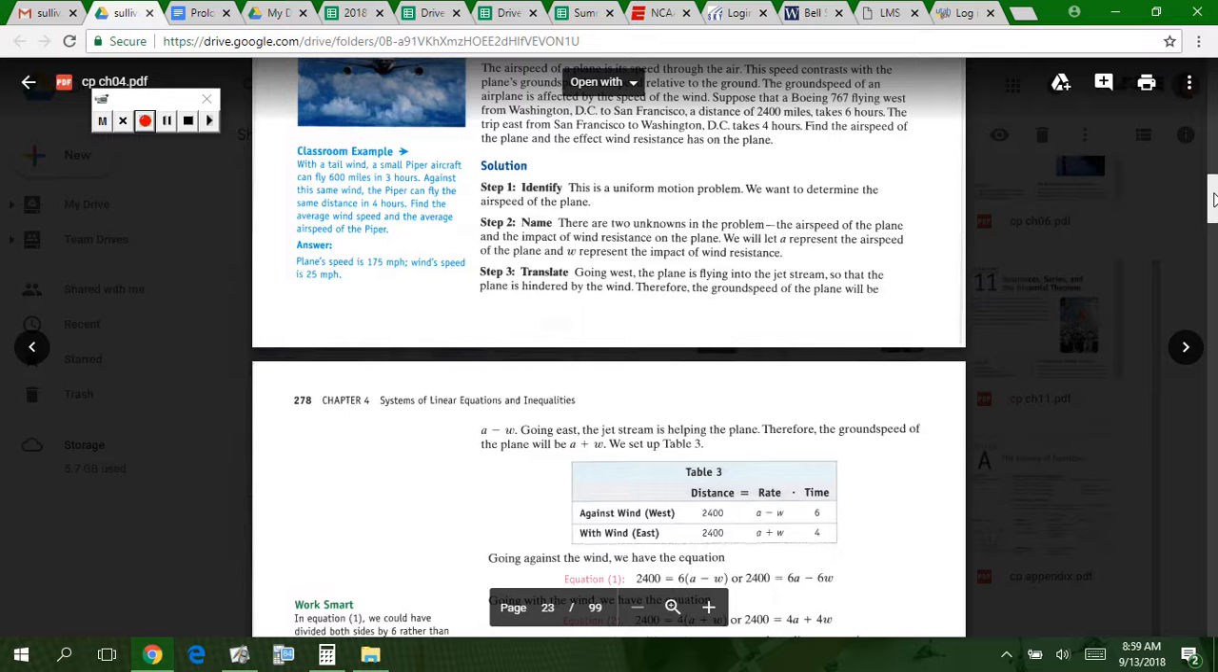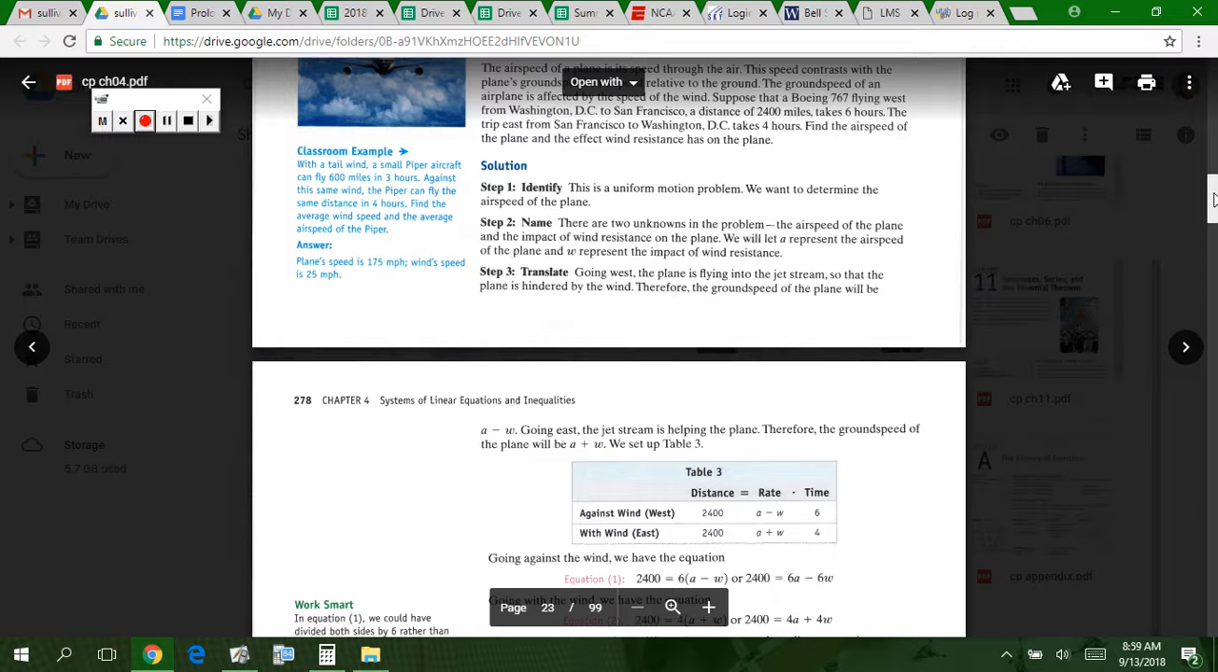So the ground speed of the airplane is affected by the speed of the wind. Oh, we talked about that. Suppose the plane is flying west from Washington, D.C. to San Francisco, a distance of 2,400 miles, that takes 6 hours. The trip east, though, only takes 4 hours. Once again, they're probably flying the same speed, but that wind helps us, doesn't it? Has anybody ever been on a trip that one way takes a lot longer than the other way? Depends on what's up in those wind currents.